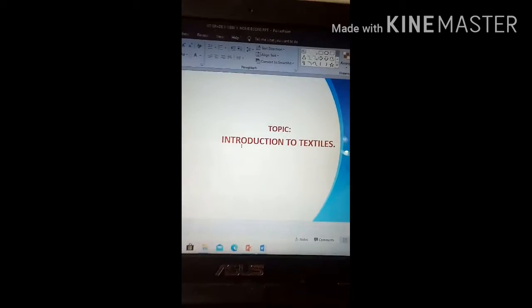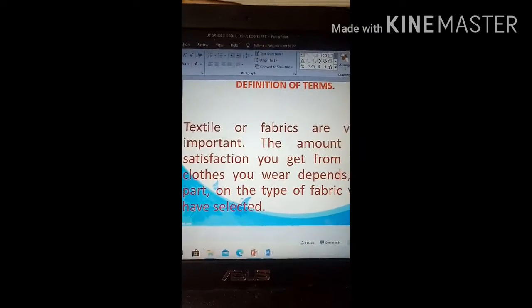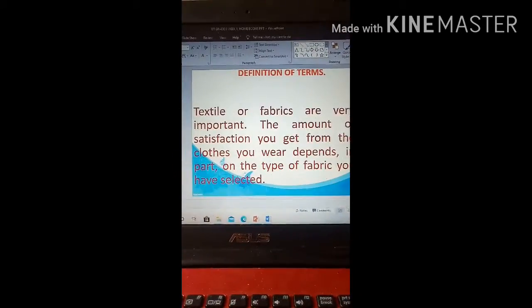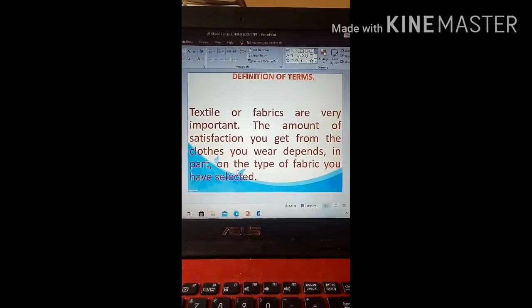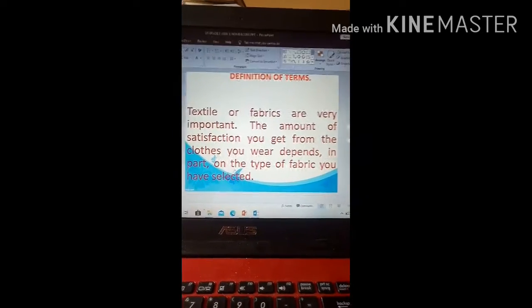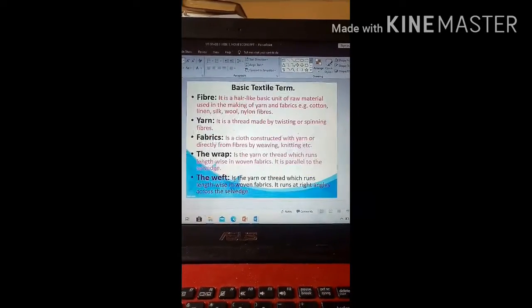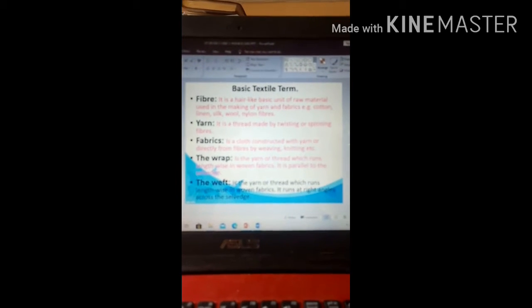Today's topic is Introduction to Textile. What is textile? Textile or fabrics are very important. The amount of satisfaction you get from the clothes you wear depends in part on the type of fabrics you have selected. We'll consider some basic textile terms.